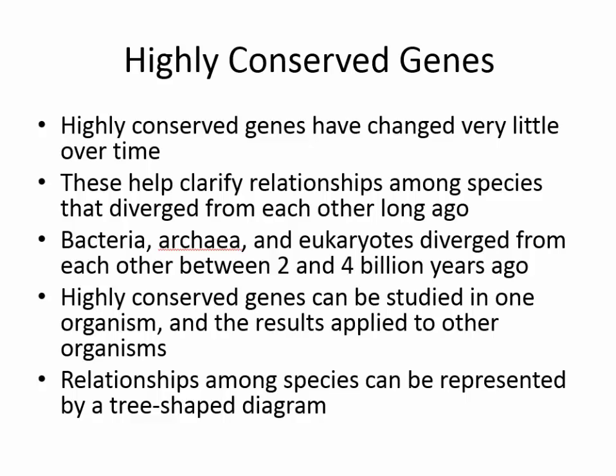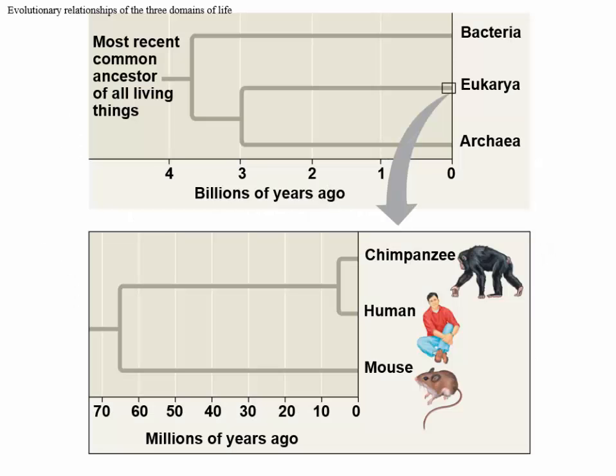However, there are some very highly conserved genes. Highly conserved genes have changed very little over time. And these are really helpful because they help clarify relationships among species that diverged from each other a long time ago. Bacteria, archaea, and eukaryotes diverged from each other between 2 to 4 billion years ago. So the genes that are highly conserved can be studied in one organism, and the results can be applied to other organisms. And relationships among species can be represented by a tree-shaped diagram. And we've seen these diagrams before. These are evolutionary relationships between 3 domains of life.